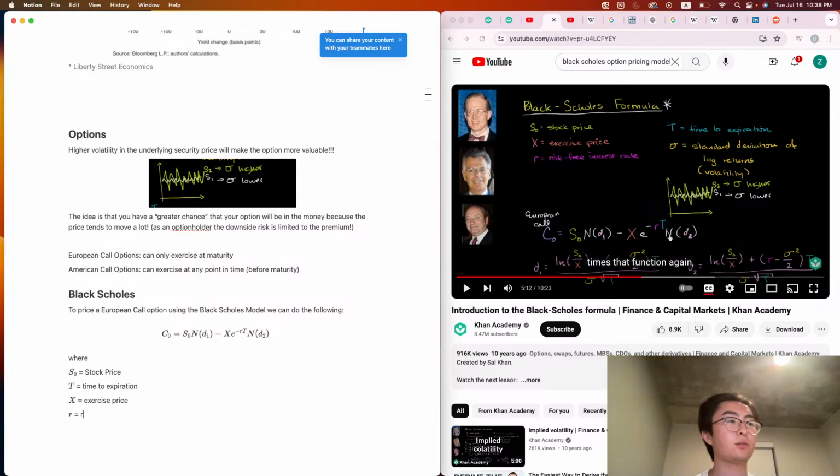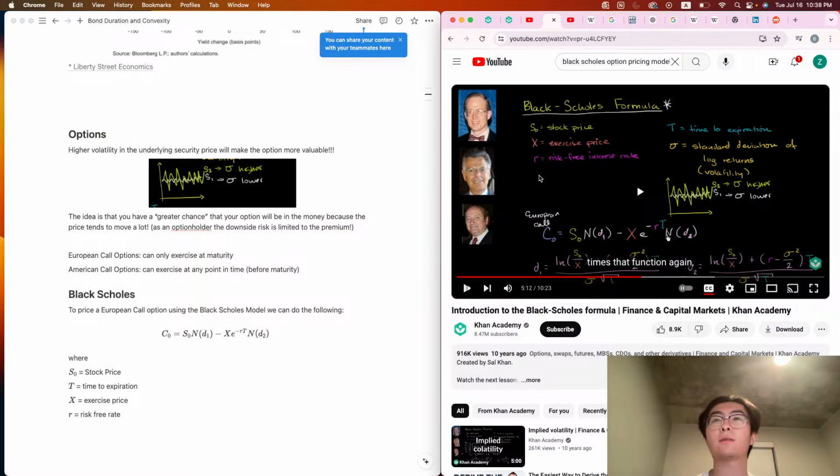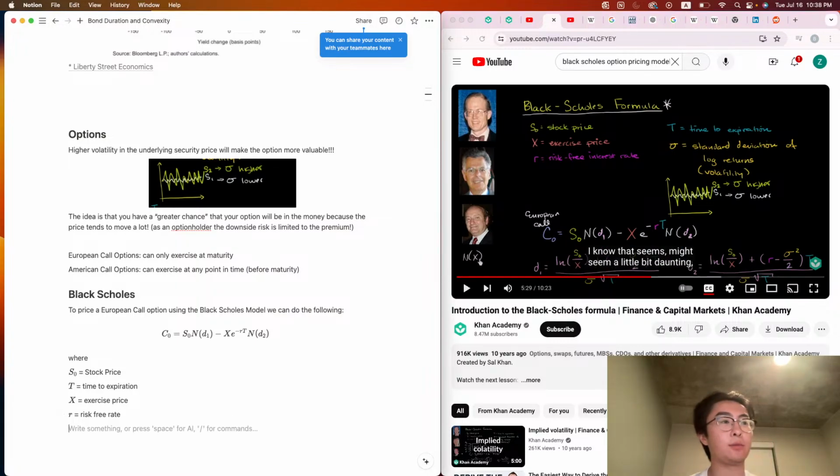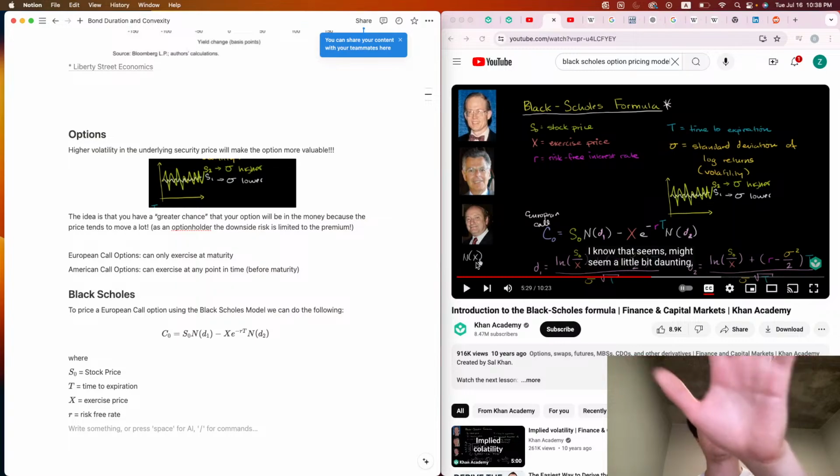And then we have our risk-free rate, r, times that function again, and now the input is slightly different into that function. And just so that we have a little bit of background about what this function N is, it is the cumulative distribution function for a standard normal distribution. So there's the probability density function and then the cumulative distribution. So I think it's the probability that you observe any value that's less than, I guess in this case, x.